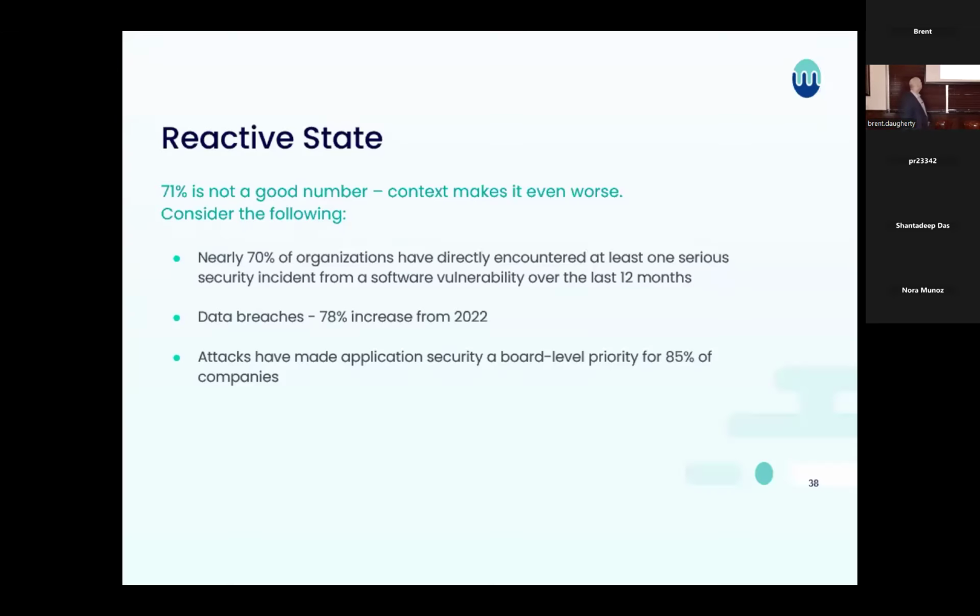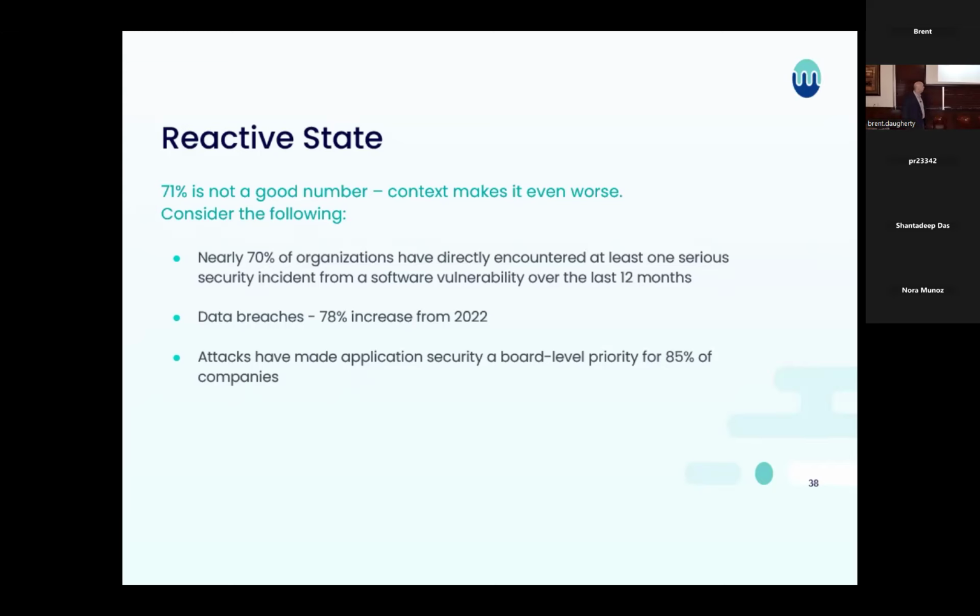So reactive state, what does this look like? 71% is a terrible number. 70% of the organizations have directly encountered one serious security incident over the last 12 months. Think about that, 70%. That's pretty much everybody. Some degree, data loss, full ransomware, everything in between. Data breaches, 78% increase from 2022, and I would actually say that's a little higher with APIs lately.